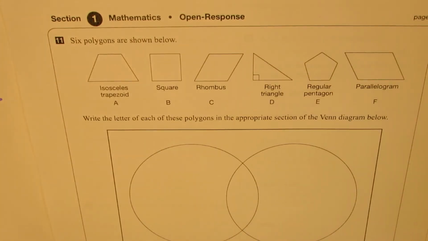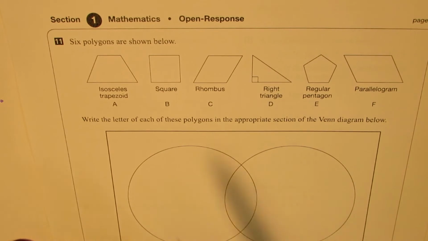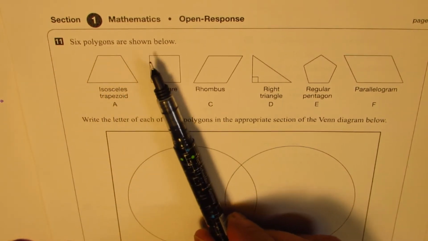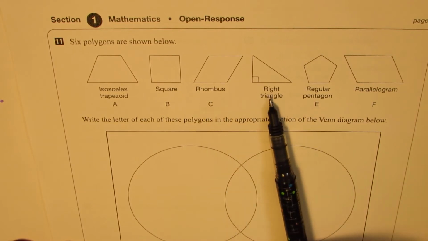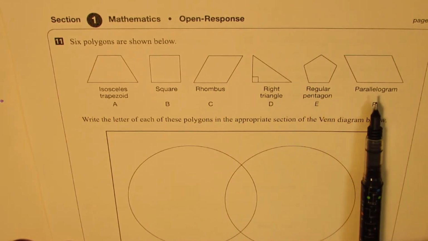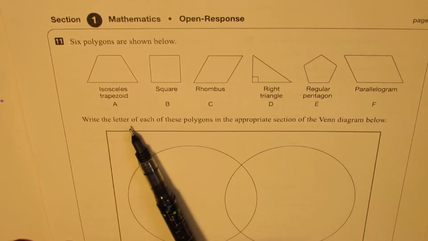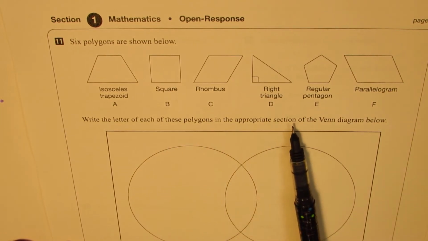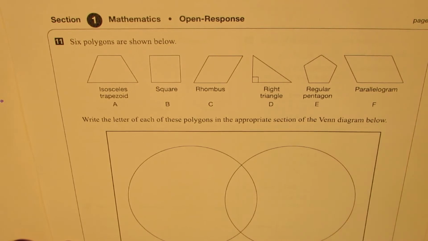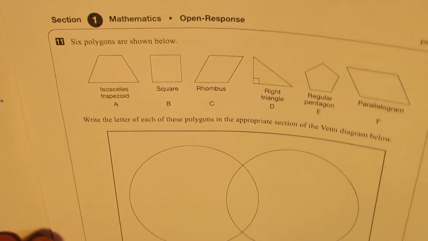Now let's look into the next question. It says 6 polygons are shown below: isosceles trapezoid, square, rhombus, right triangle, regular pentagon, parallelogram. Write the letters of each of these polygons in the appropriate section of the Venn diagram below. Now what are we filling it for?